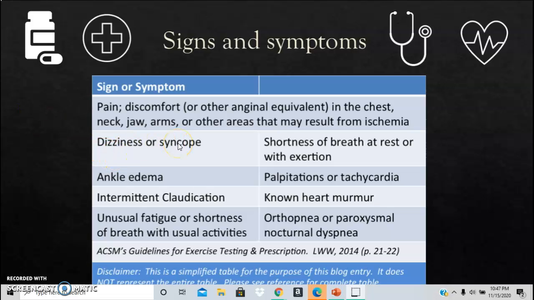Dizziness and syncope, shortness of breath at rest or with exertion, ankle edema, which could be caused by venous insufficiency, palpitations or tachycardia, intermittent claudication, a known heart murmur, unusual fatigue or shortness of breath, orthopnea or nocturnal dyspnea.